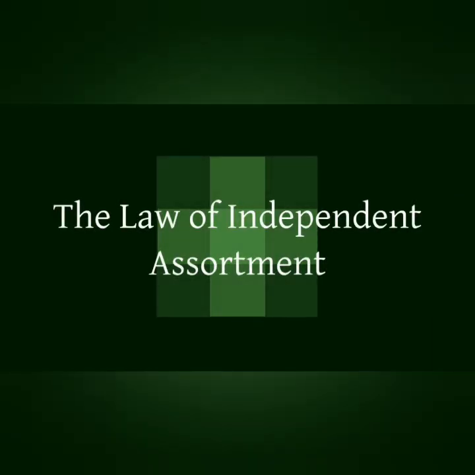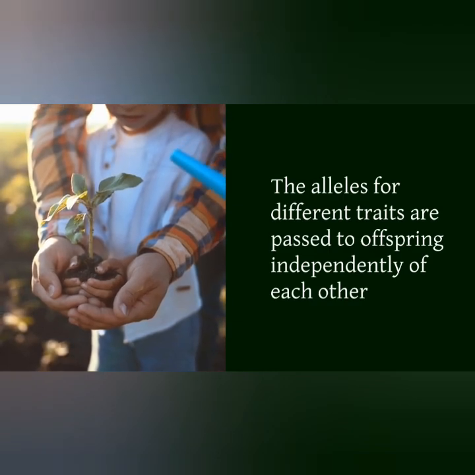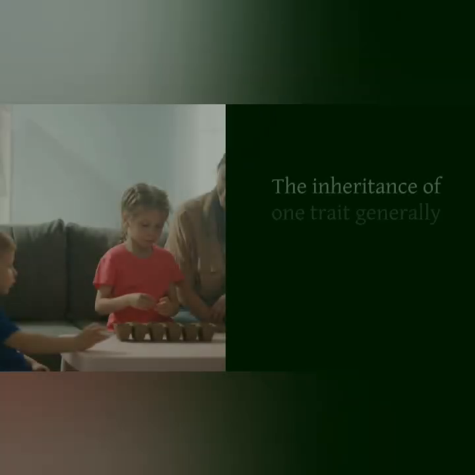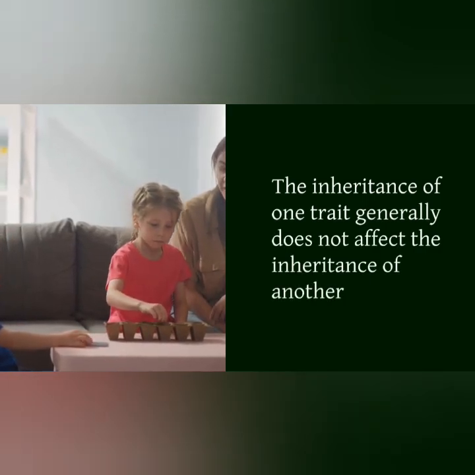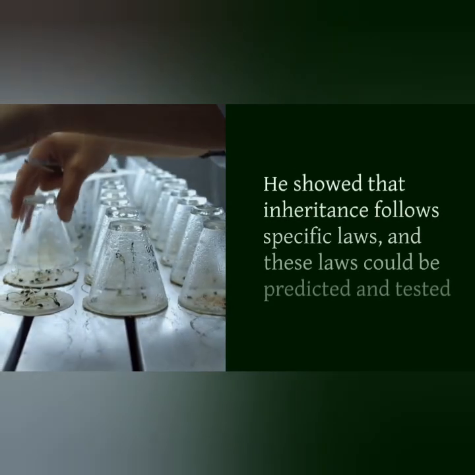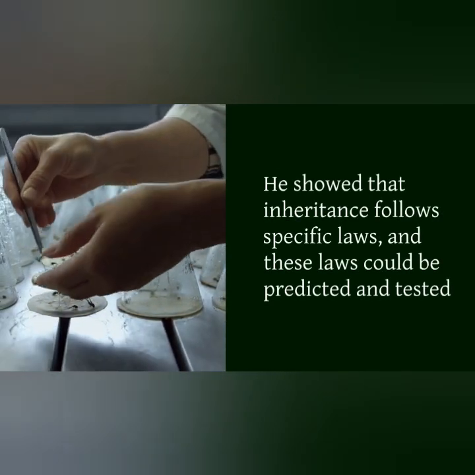The law of independent assortment. The alleles for different traits are passed to offspring independently of each other. This means the inheritance of one trait generally does not affect the inheritance of another. Mendel's conclusions were revolutionary. He showed that inheritance follows specific laws, and these laws could be predicted and tested.